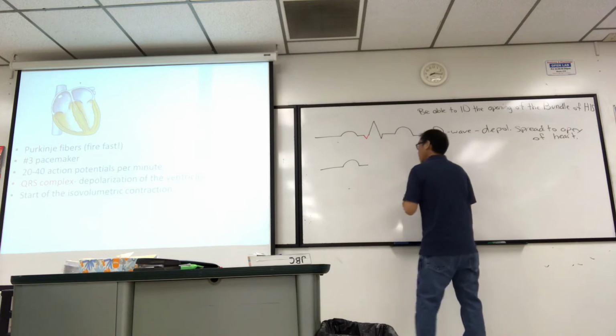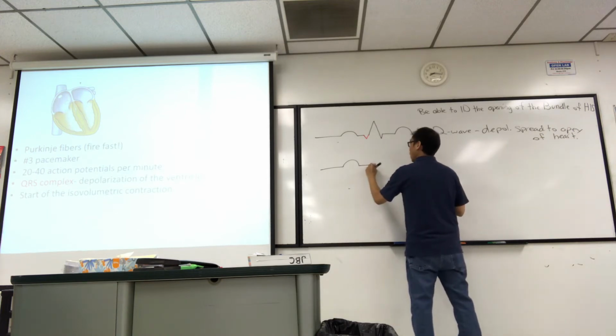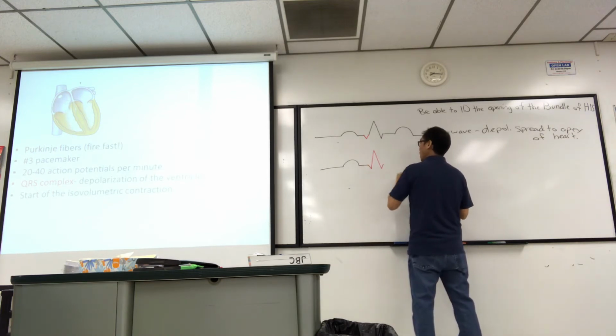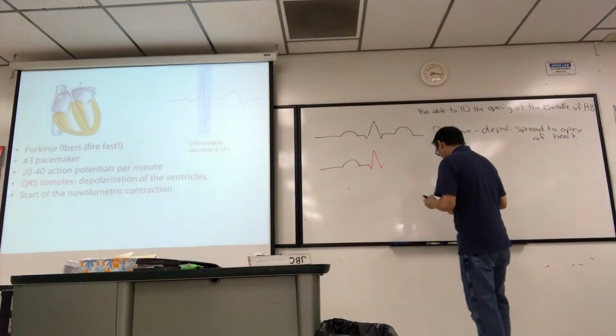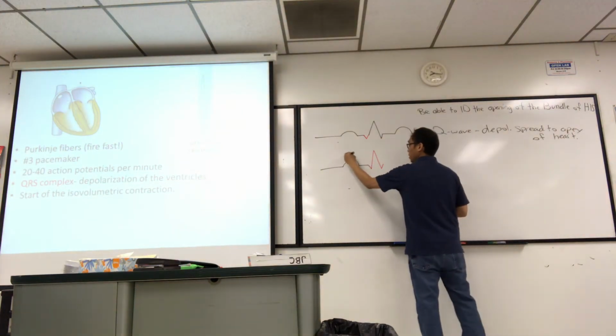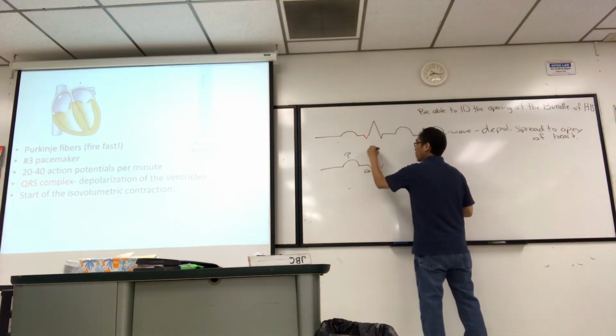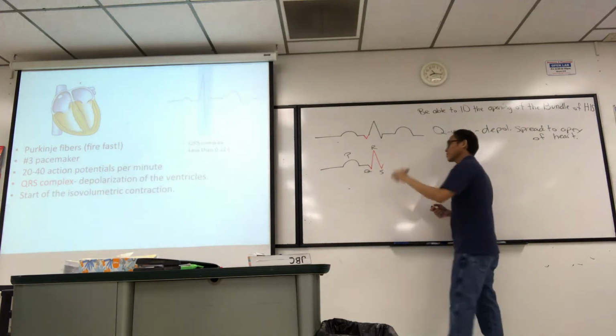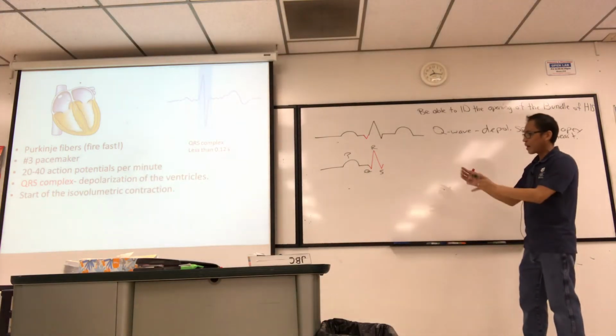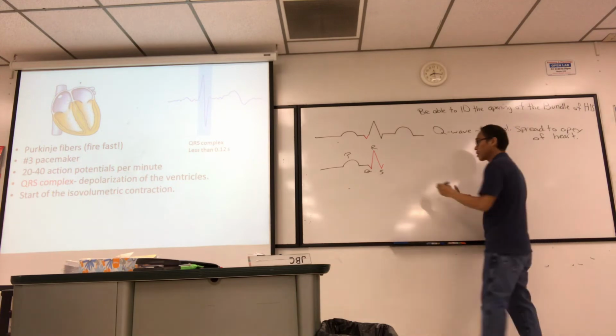So Q, R, S. If you're doing the letters here, P is the P wave, then Q, R, S. But what I have in red there is considered the QRS complex.